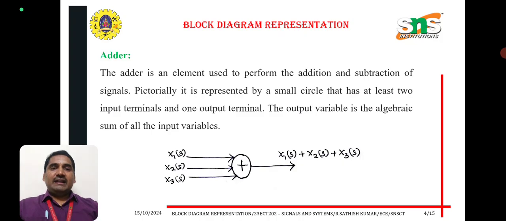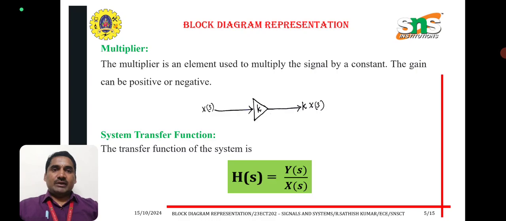Adder. An adder is an element used to perform addition and subtraction of signals. Pictorially, it is represented by a small circle that has at least two input terminals and one output terminal. The output variable is the algebraic sum of all the input variables X1 of s, X2 of s, X3 of s added, which can produce the output as X1 of s plus X2 of s plus X3 of s.